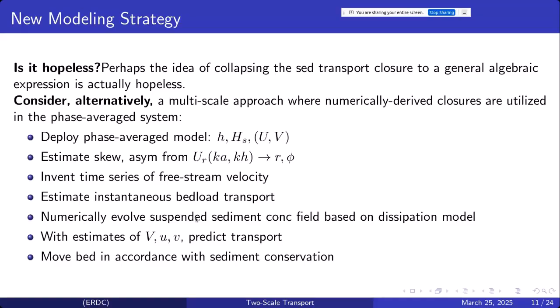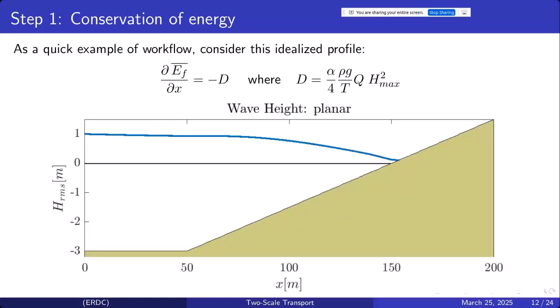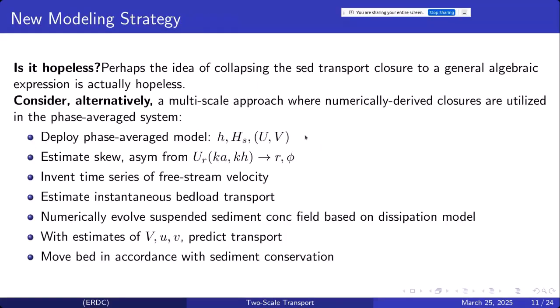And then numerically evolve the suspended sediment concentration field based on the dissipation model, which is the slide just previous to this. Now we've got estimates of the velocities and the volumetric concentration, so we can predict transport. Once we get transport, we can move the bed in accordance with the sediment conservation statements. Okay, so I'm not going to go over this, but for those interested in the semantics, this is the first scale. This is the phase averaged scale, and the rest of them are the phase resolving scale. So that's why we call this a multi-scale approach.